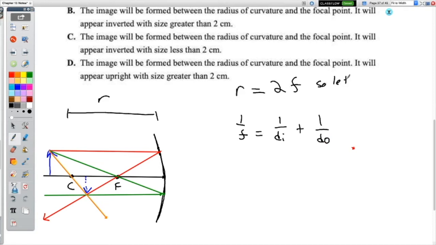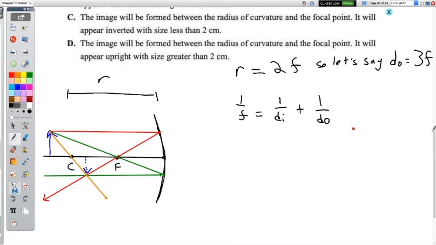So let's just make up a number. You can do this. Let's say DO equals, how about 3F? That's definitely bigger than 2F. So this is now beyond the radius of curvature. If this is 2F, then 3F is somewhere over here, and that's where we'll put our object. Okay, so what does that let us do? It lets us say 1 over F equals 1 over DI plus 1 over DO, yes, but DO equals 3F.